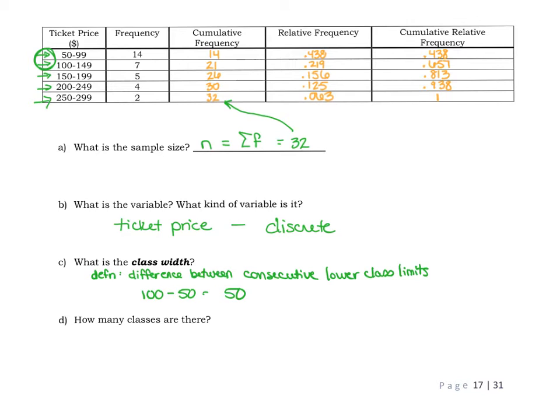And then how many classes are there? Another way to think of classes is like groups. And you can see from our table there, we've got 5 different classes or 5 different groups that we are looking at.